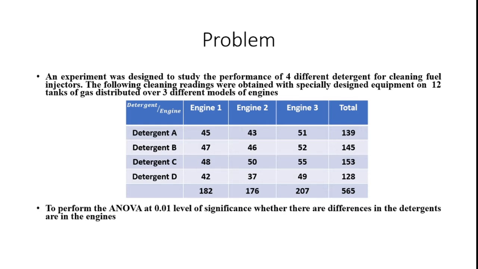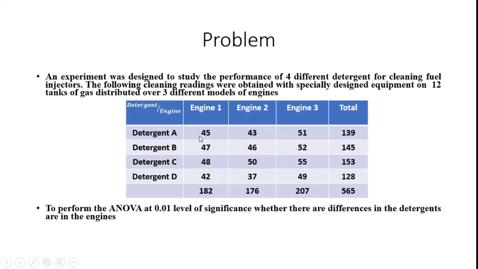The example problem is an experiment designed to study the performance of four different detergents, which are detergent A, detergent B, detergent C, and detergent D, for cleaning fuel injectors in engines. So I consider different fuel injectors at various engines, here engine 1, engine 2, engine 3. The following cleaning readings were obtained with the specially designed equipment on 12 tanks.